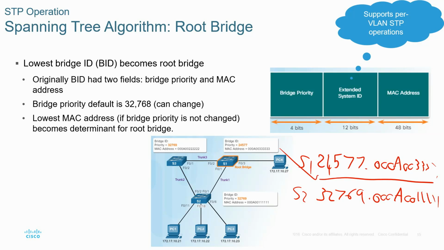Now, imagine you have a situation where the bridge priority is set to the default value. All the ports are members of VLAN 1, and basically all the switches have the same numbers. What would actually make the switches elect the root bridge? The only field that would make this decision is the MAC address. So if the bridge priority is not changed, and if there is only one VLAN, then the switch that has the lowest MAC address will become the root bridge.